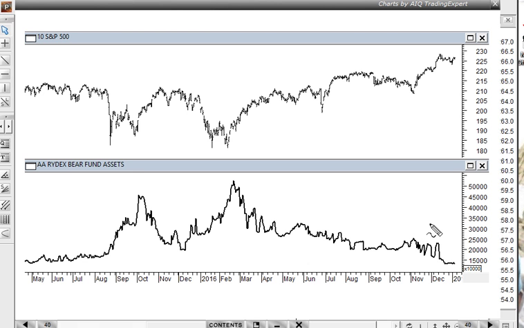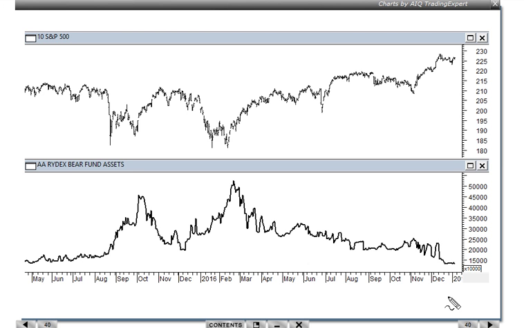We look at the bear fund assets in isolation. You can see that they are very low right now. Hardly any traders within the Rydex universe expecting the market to sell off at this point. That can be a worrying development.